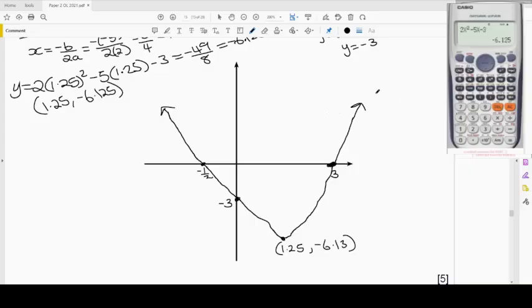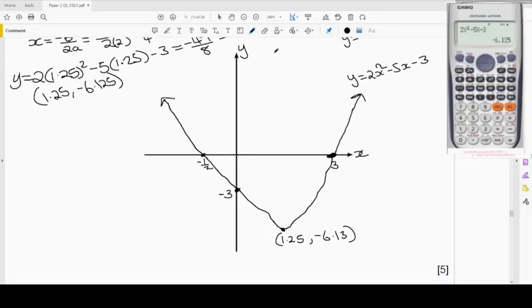And then usually you'd like to write the equation. This is 2x squared minus 5x minus 3. Okay, and label your axes, of course. Okay, so that's how I would want you to solve this one.